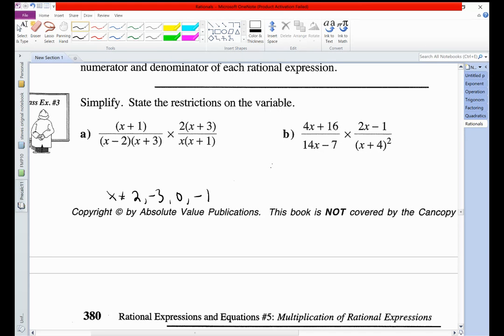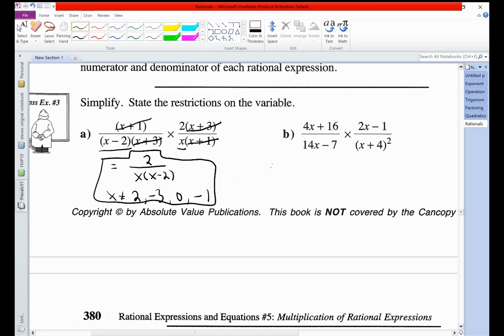And then we can just start canceling things out. I've got an x plus 1 here and an x plus 1 here, so those cancel. I have an x plus 3 and an x plus 3, so those cancel. And I'm left with 2 on the top. And on the bottom, I'm left with x and x minus 2. So x times x minus 2. There we go. That's our final answer.